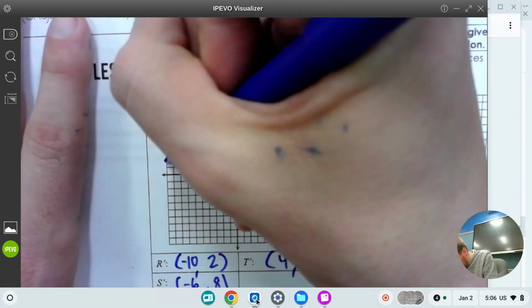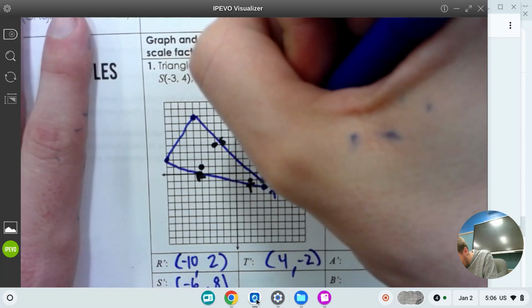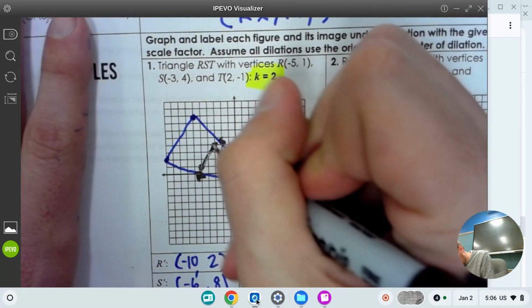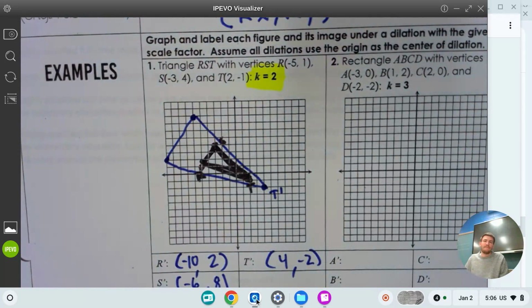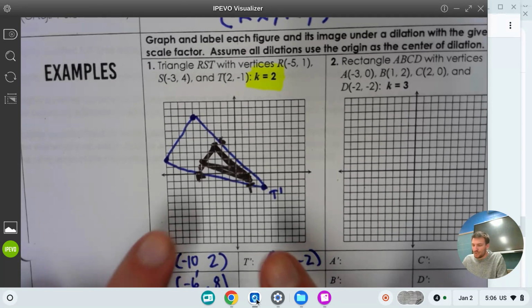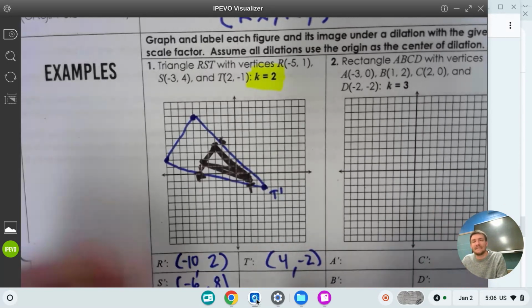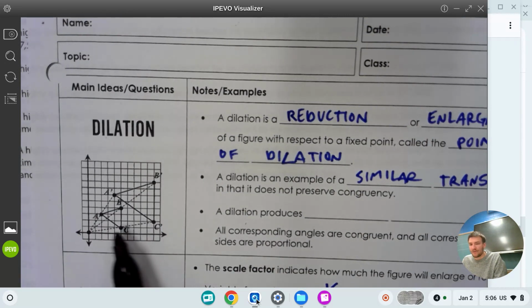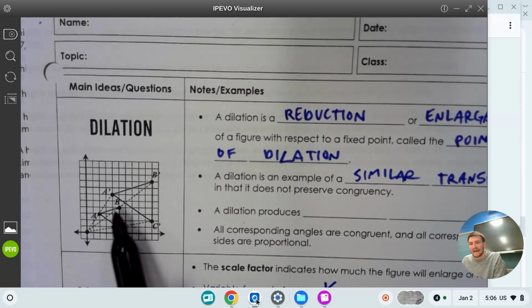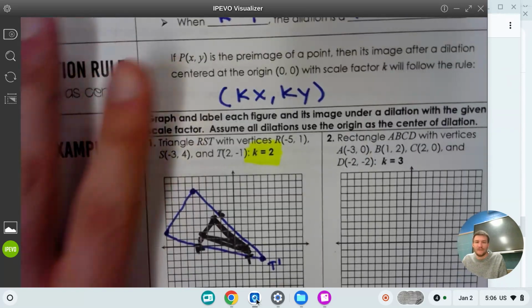So now, what we've got... Oh, a little bit ugly there with the Sharpie. Apologies. Good enough. Now what we've got is a black original pre-image that has been enlarged to the blue image. Literally, it's just twice as big. You'll notice that the black is inside the blue. That's because we had points all around the origin. In the example here, we have points not around the origin, see the origin's over here, that means that we're going to end up looking a little bit different in that one.